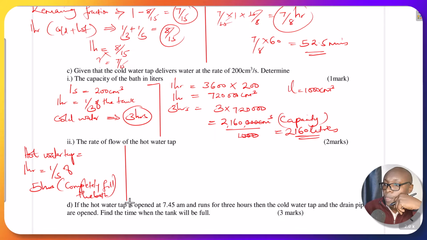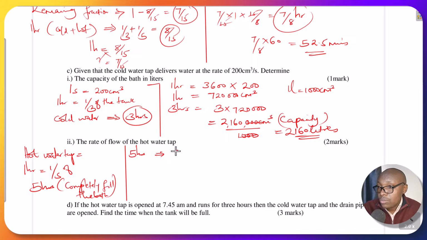So for us to now get the rate, we're supposed to calculate the number of seconds. How many seconds will these 5 hours be? In terms of seconds, because we already have the time in hours that the hot water tap can use to fill this bath, which is 5 hours.